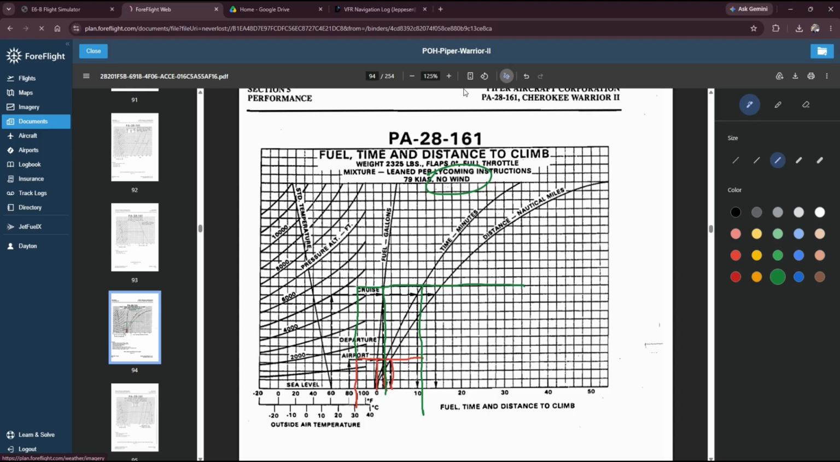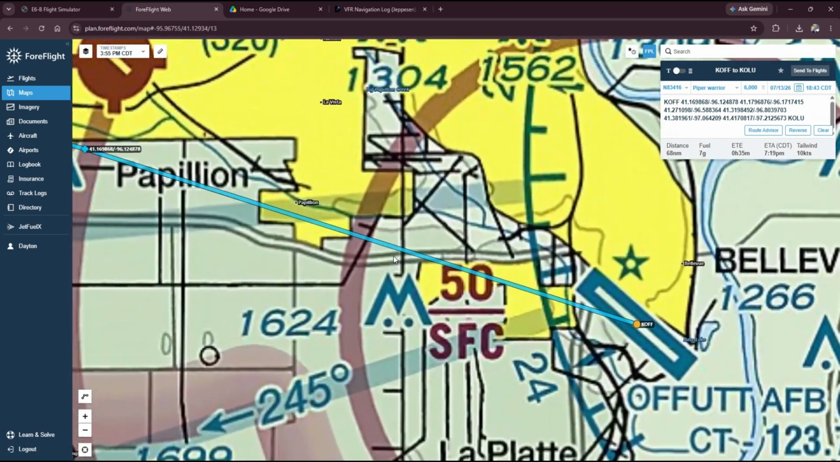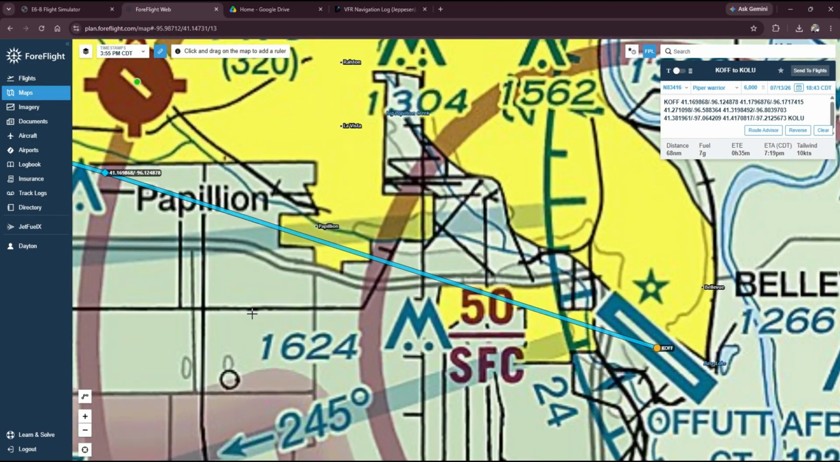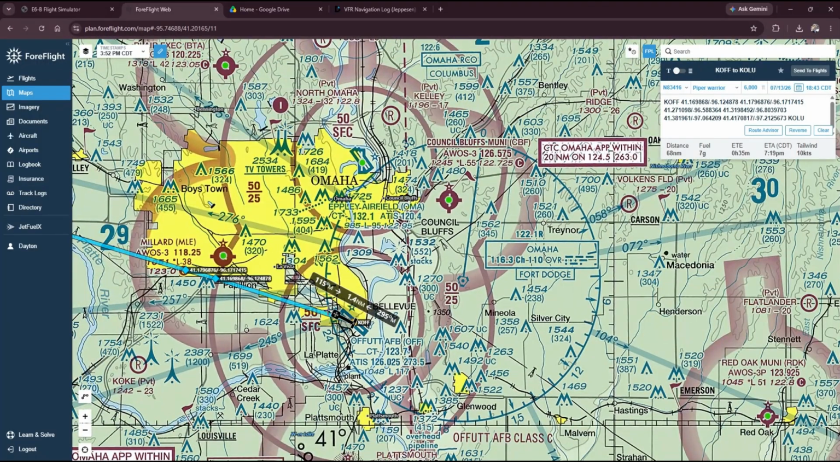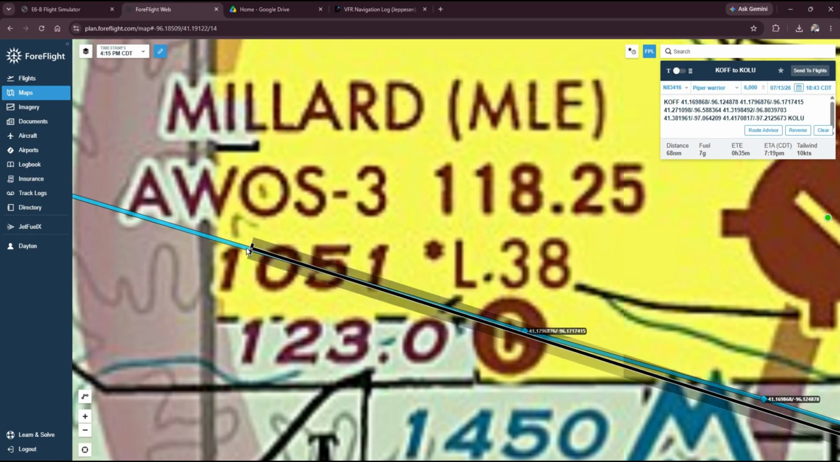We'll go back to the maps. It's going to make me leave that, which is fine as we've already got all our calculations. And let's measure out 15 miles. So we'll take our ruler, measure out 15 miles, and you can see previously I had made Millard a point, but we're going to be past Millard by the time we hit top of climb. Come in, and then you can take your marker and mark it. I don't have a marker available on the online version, so I'll just mark it like that.